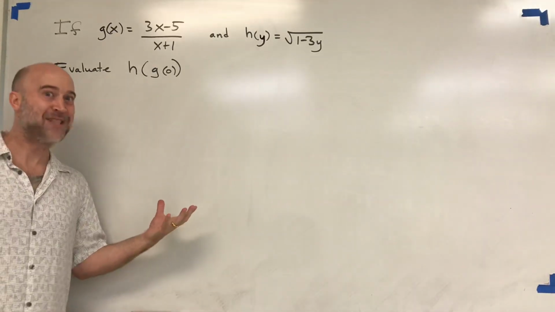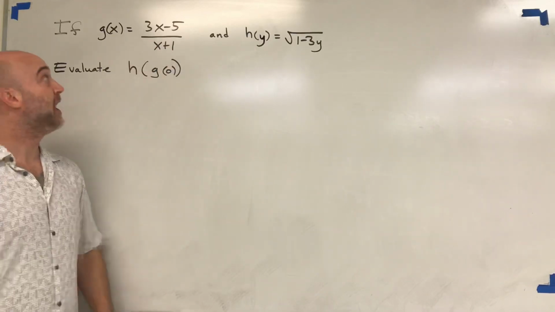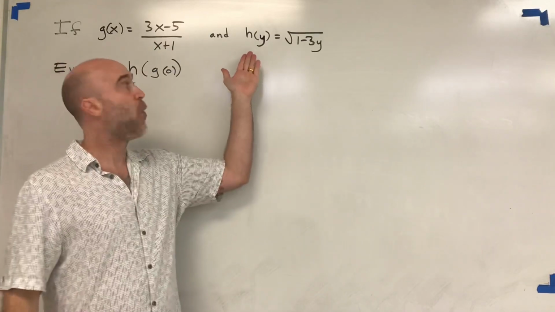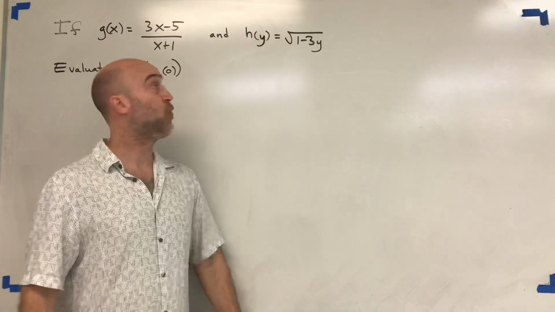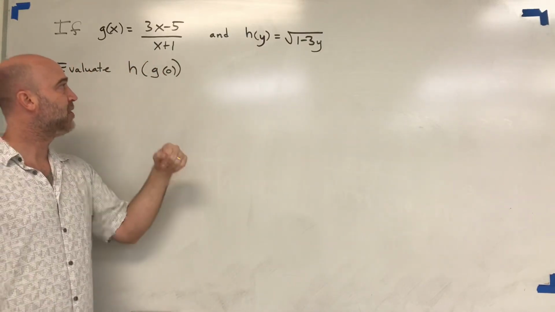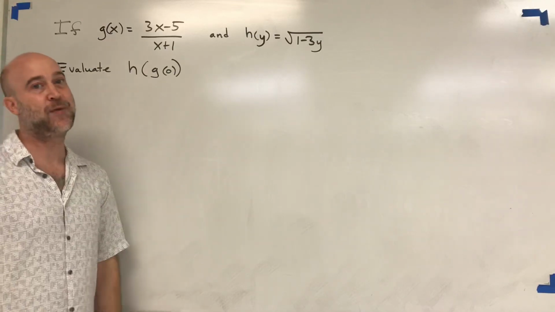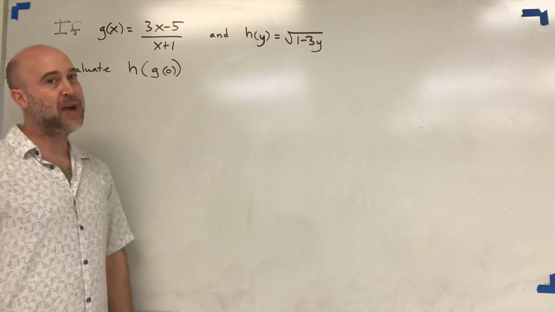This is our composite functions. We have our g sub x function in terms of a fraction. We have our h of y function in terms of a radical. And then we're asked to plug in the 0 into the g function and then plug that answer into the h function. Now there's a couple different ways you can do it.